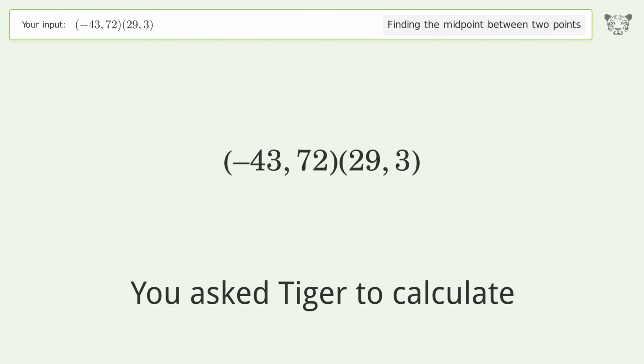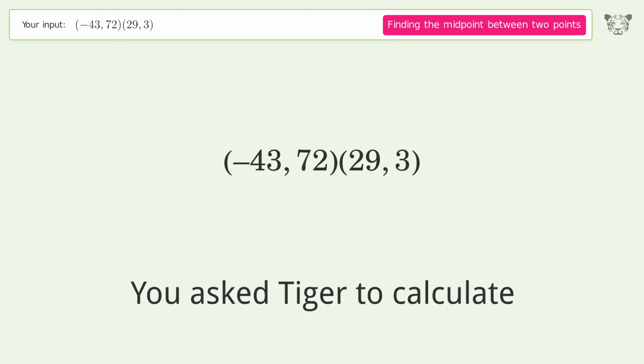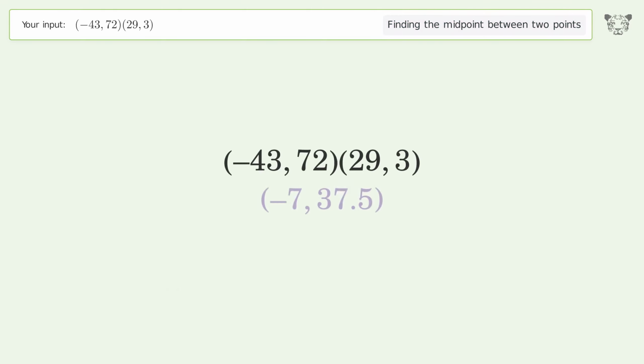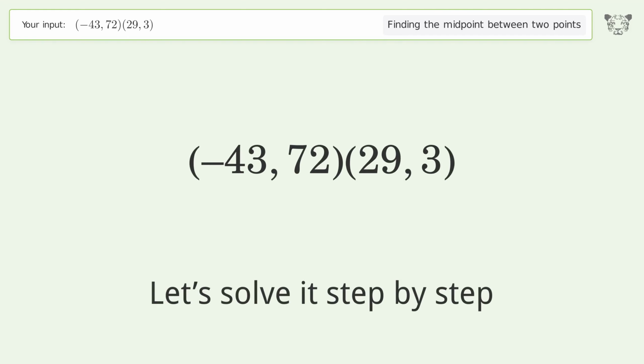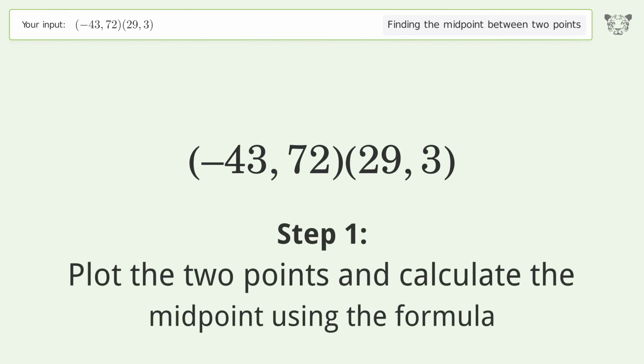You ask Tiger to calculate. This deals with finding the midpoint between 2 points. The midpoint between the 2 points is -7, 37.5. Let's solve it step by step. Plot the 2 points and calculate the midpoint using the formula.